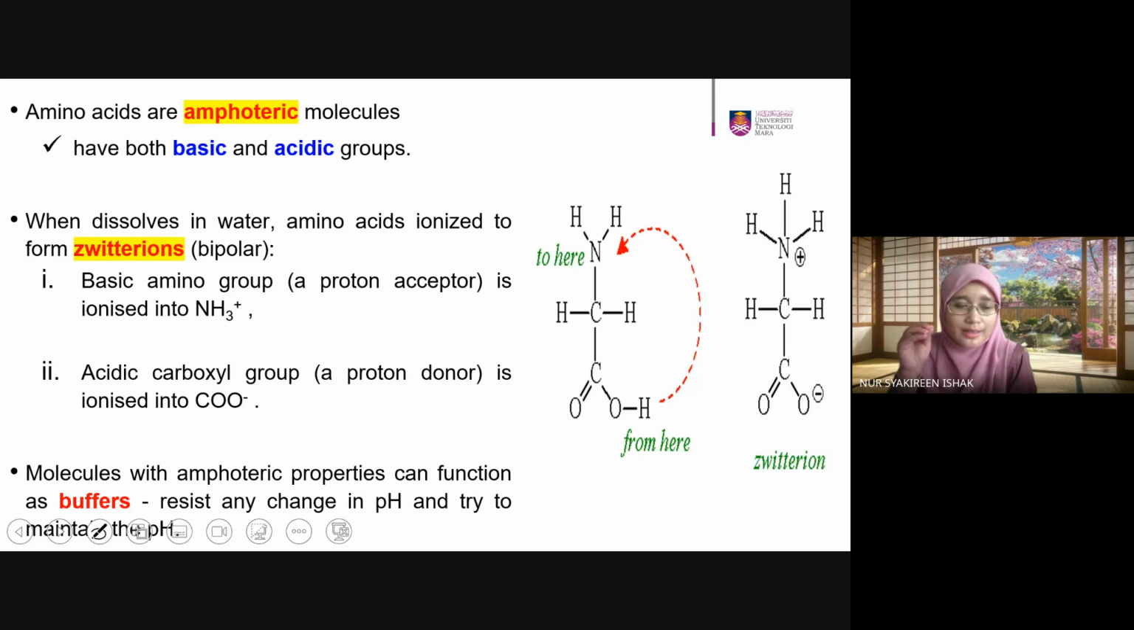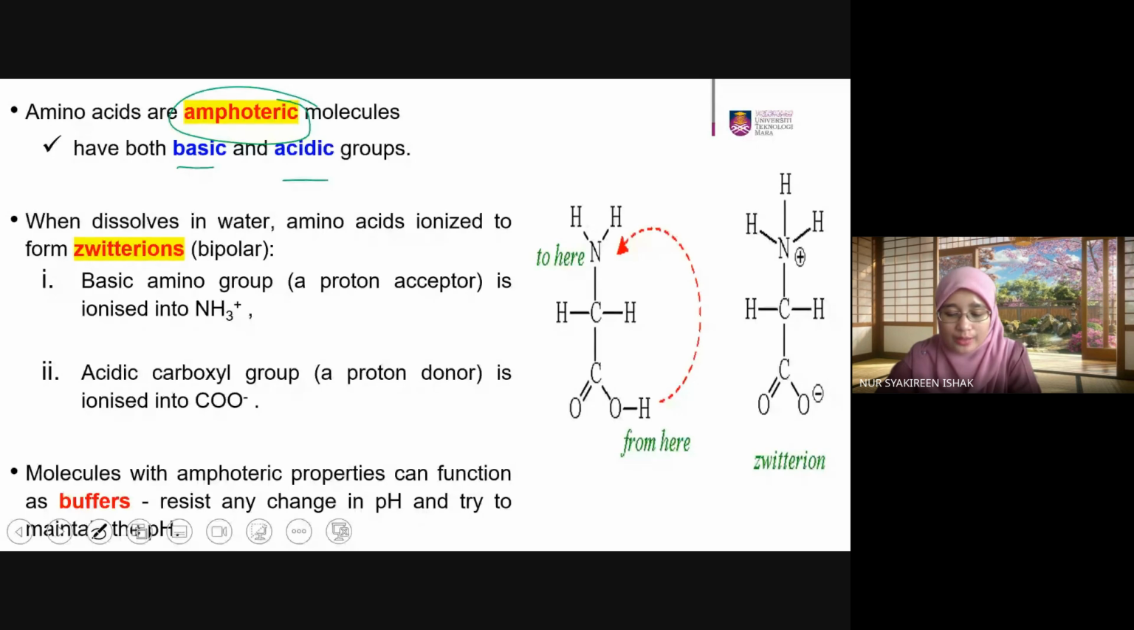Now we are going to look at the properties of amino acids. Amino acids are amphoteric molecules. This term you have to know, you have to be able to spell it correctly, and you have to know what amphoteric means. Amphoteric is the ability of a molecule to be both acid and base. Because the name is amino acid, it can be both basic and acidic. So that is amphoteric.